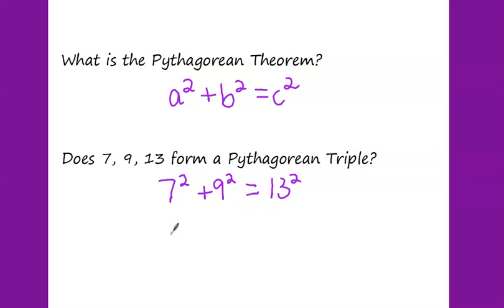So here we have 7 squared would be 49, 9 squared is 81, and 13 squared is 169. So what we need to verify is, does 49 plus 81 equal 169? No, it does not. So this is not a Pythagorean triple. So Pythagorean triple, once again, is just 3 whole numbers that work in the Pythagorean theorem.